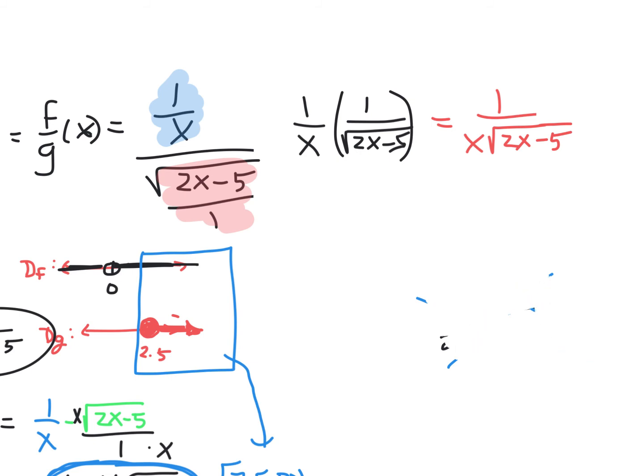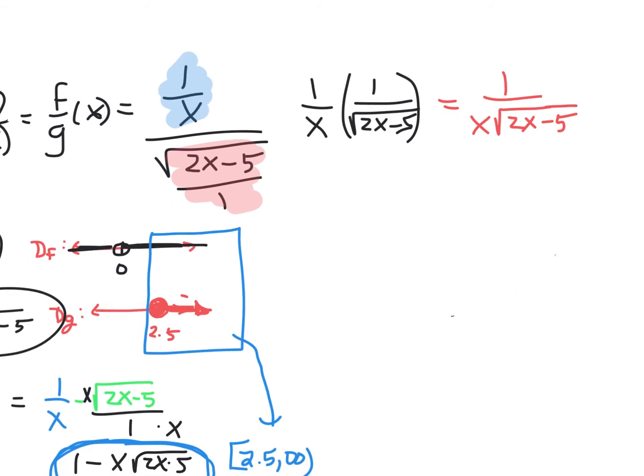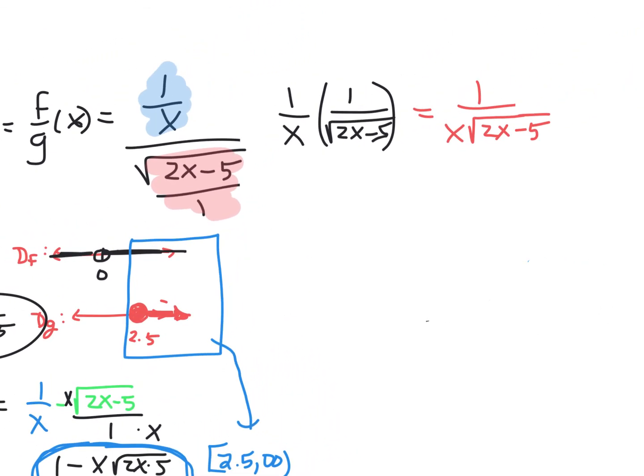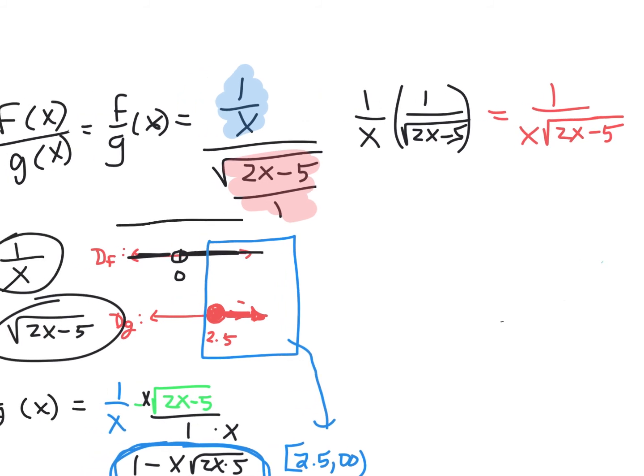Okay, so there's my answer, and I need a third number line. I already have these two number lines, but I need a third one. To find the domain, I have to also include a number line for what would make the denominator 0. In this case, that is the g function. So I'm going to say g cannot be 0. What would make the bottom 0? If x was 0 or if x was 2.5. Either one. Can't be 0. Can't be 2.5.